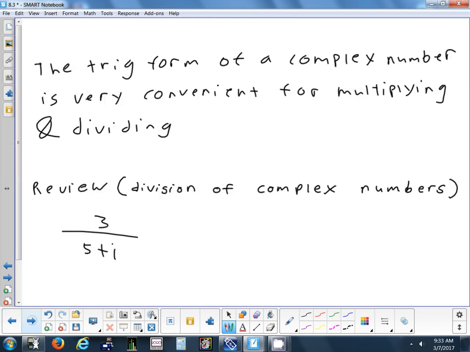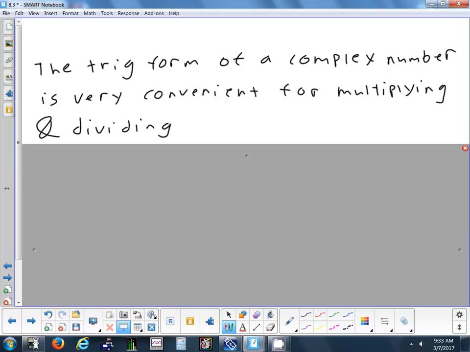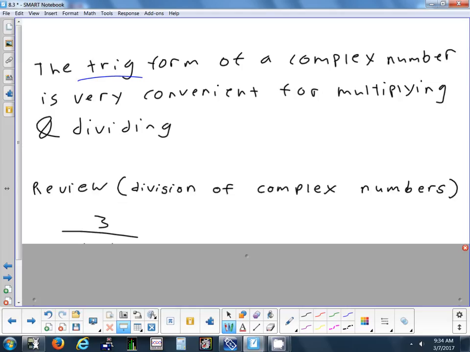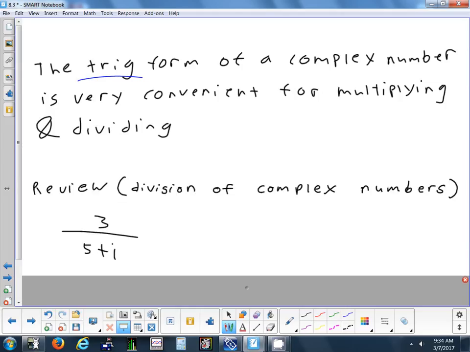All right, so now we'll get into what we're going to use it for. The first two things we're going to look at are multiplying and dividing. These are the last two things for today. Raising things to powers and taking roots we'll look at tomorrow. So trig form makes multiplying and dividing with complex numbers super easy. But I want to remember how we had to do it if we don't have trig form. Okay, we've done this already before.